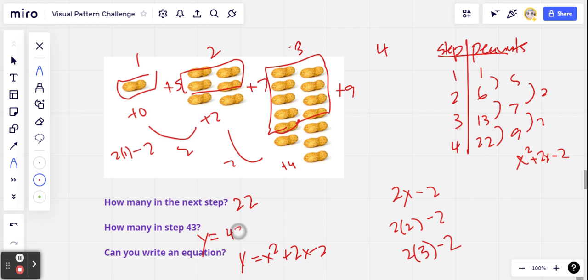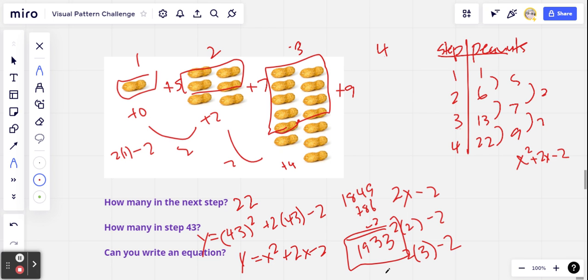So y equals 43 squared plus 2 times 43 minus 2. What is that? 1849, and then plus 86, and then minus 2. So let's see, is that 1933, I think? So in step 43, there should be 1,933 peanuts.